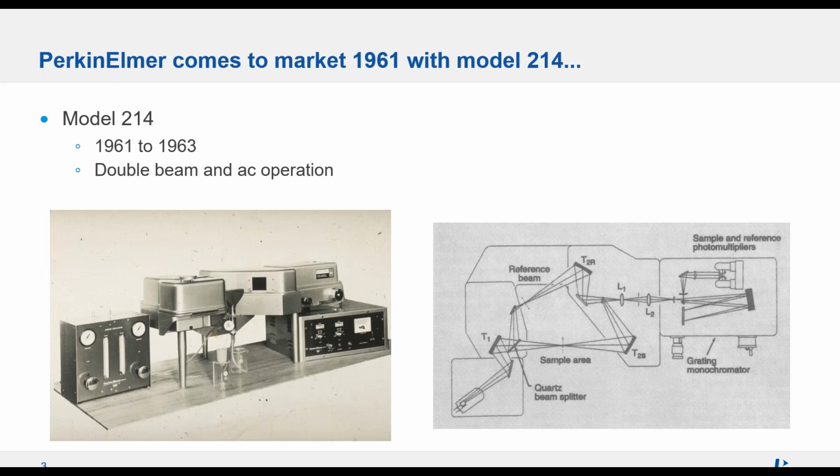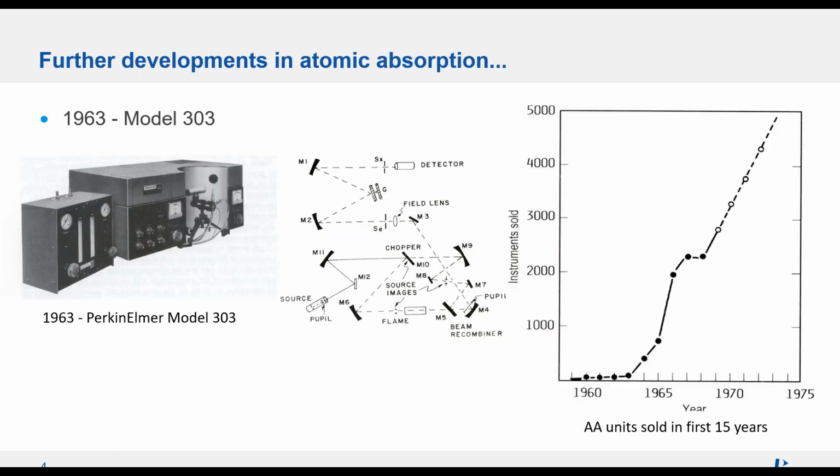If we look back at 1961, PerkinElmer came to market with the Model 214. It was a double beam system that was modified for flame atomic absorption. A few years later, in 1963, PerkinElmer came up with the Model 303. This was a significant improvement in performance of the system, and as you see, the sales significantly increased during that time period. So there were a lot more instruments on the market.